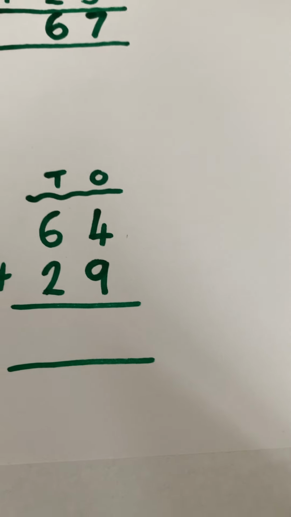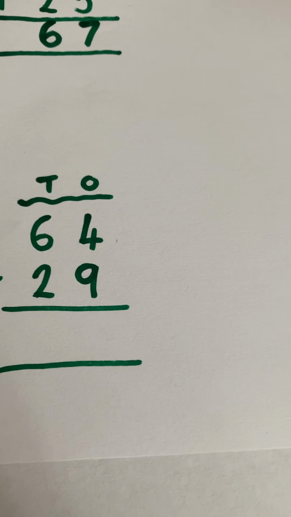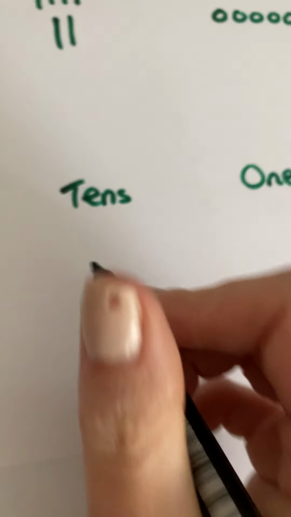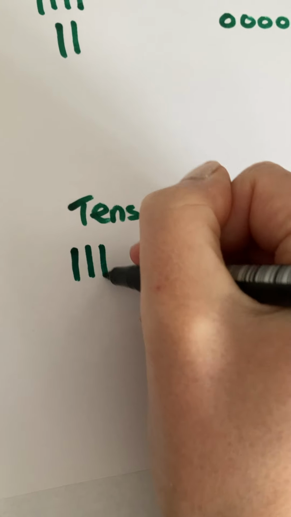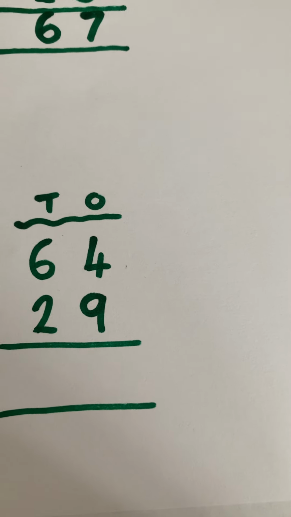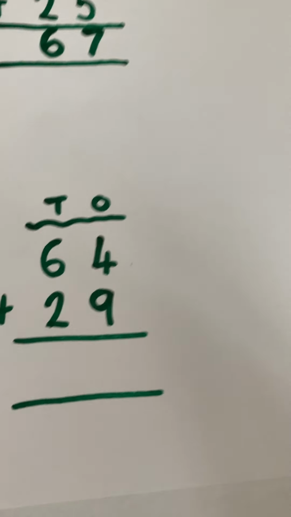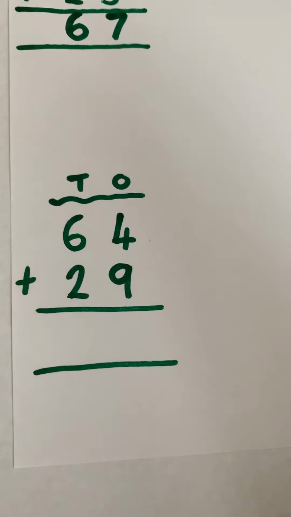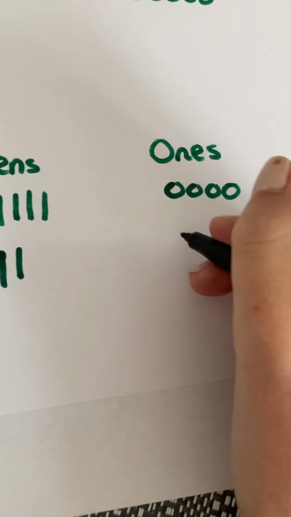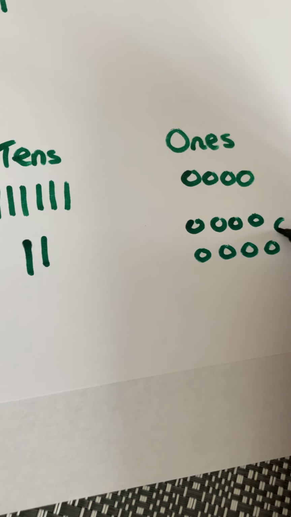And let's see if you can think how many tens and ones are in our first number, 64. Tell your grown-up how many tens are in 64. That's right, we've got 6. So 1, 2, 3, 4, 5, 6. And how many ones have we got? Well done, we've got 4 ones. So 1, 2, 3, 4. Now I've got to partition the number 29. So I've got 2 tens and 9 ones. So I do 1, 2, 3, 4, 5, 6, 7, 8, 9.